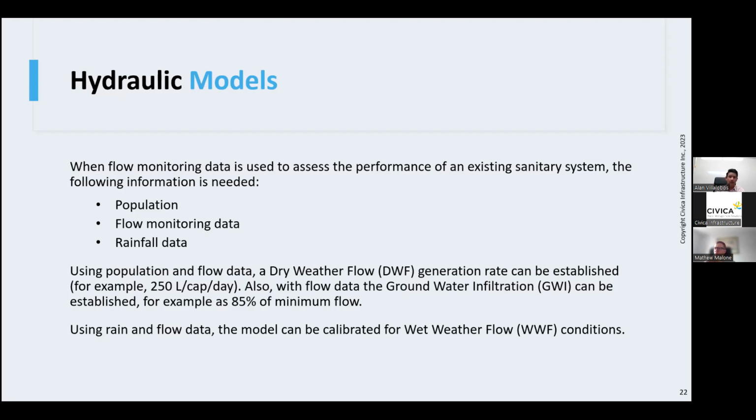With flow data, we can also establish the groundwater infiltration, or GWI as we call it. Depending on the methodology that you want to use for estimation of the GWI, the easiest way to do it is just to assume 85% of the minimum flow, which happens during the night. So when there are no people using the toilets, people are not taking showers, there's the minimum flow, and 85% of that will be your base flow. That can be also used for.